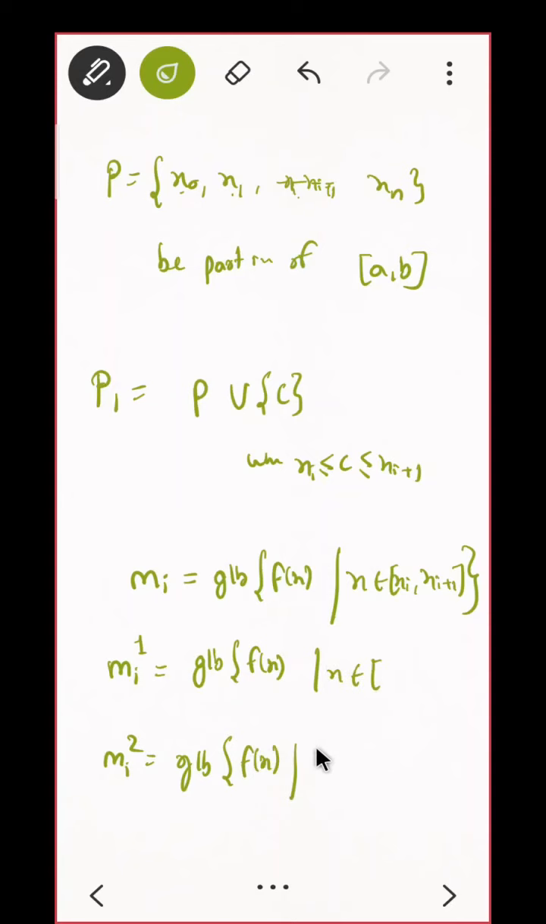Anyone? Very nice, very good. This is xi to C and this is C to xi plus 1. Is it clear to you? I think I should not go ahead. इसके आगे तुमको करना आना चाहिए. You just need to see what is the relation between mi and this thing.